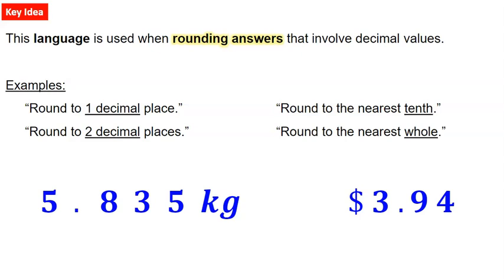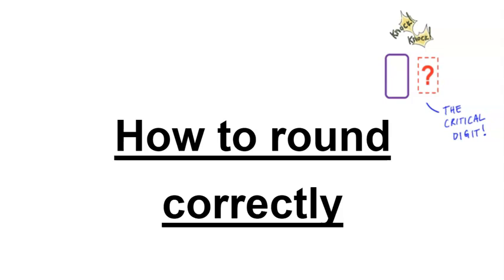You'll often see an instruction: round to 1 decimal place, round to 2 decimal places, round to the nearest tenth, round to the nearest whole. But, warning, it's not that simple. We don't just chop off all the numbers. Here's how to round correctly.